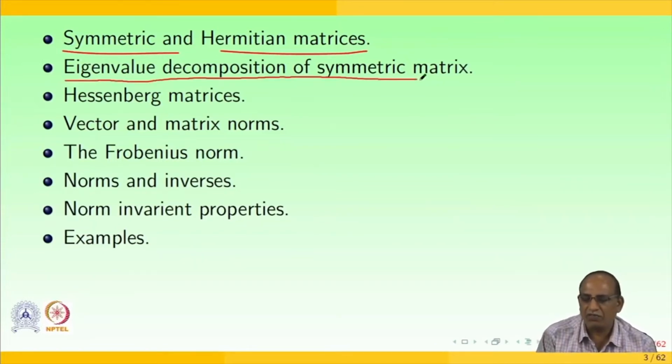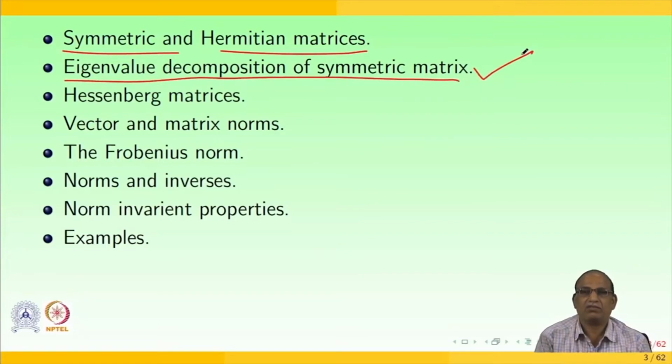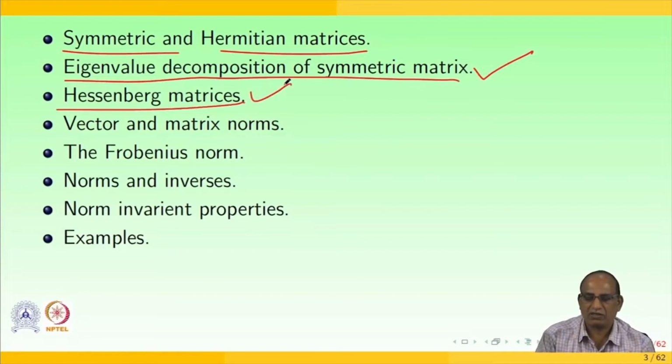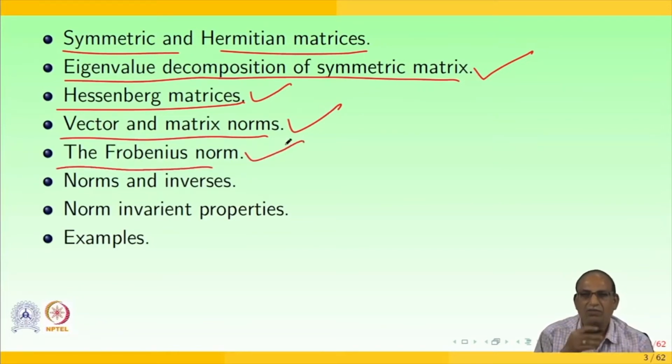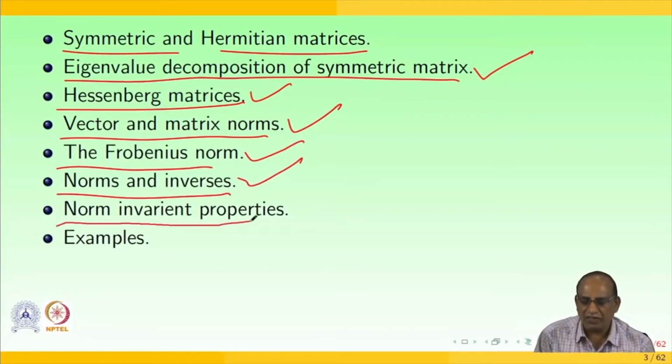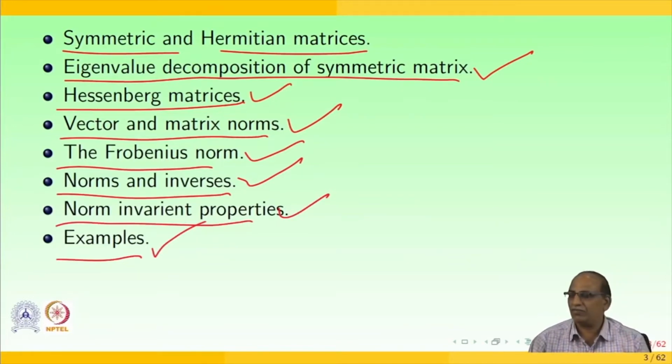eigenvalue decomposition of a symmetric matrix, Hessenberg matrices, vector and matrix norms, the Frobenius norm, norms and inverses, then norm invariance properties, and some new examples which we would like to cover in today's lecture.